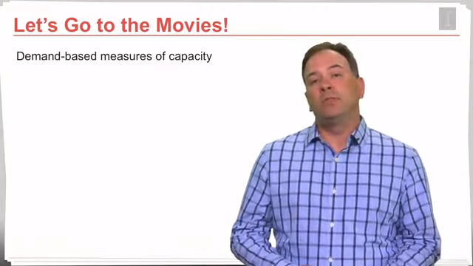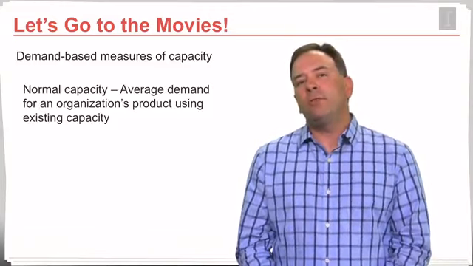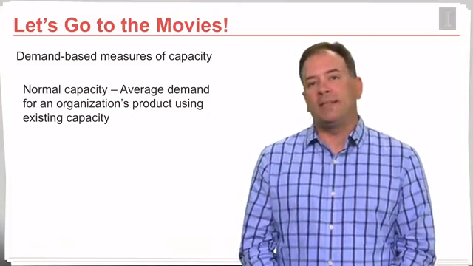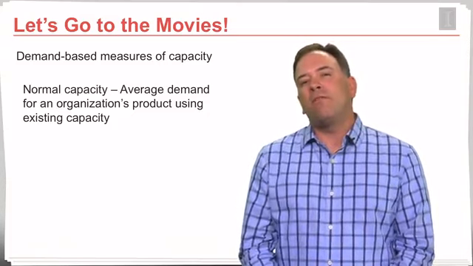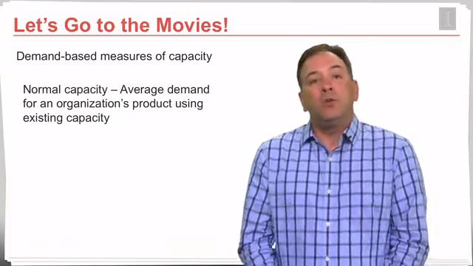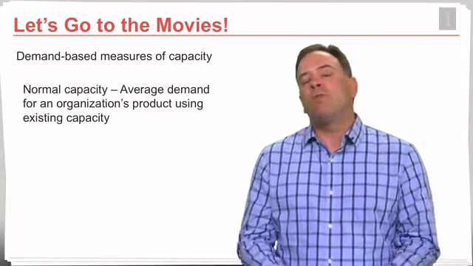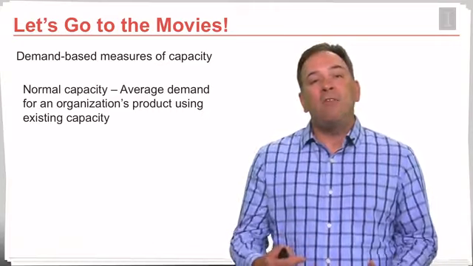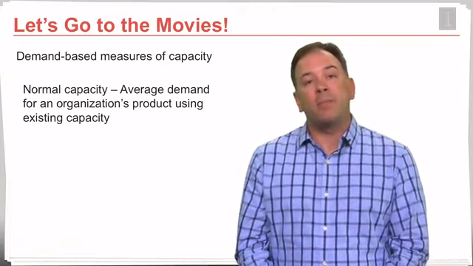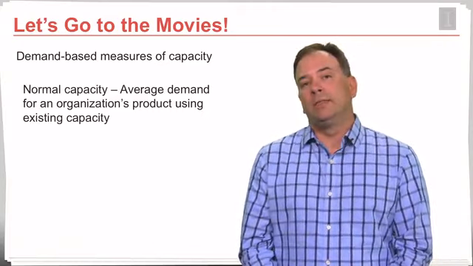And there are two types. The first is something generically referred to as normal capacity. This is average demand for our organization's product using the existing capacity. So you might think of multiple weeks of 24-hour time periods and the average number of tickets that are demanded of our capacity over those multiple weeks.